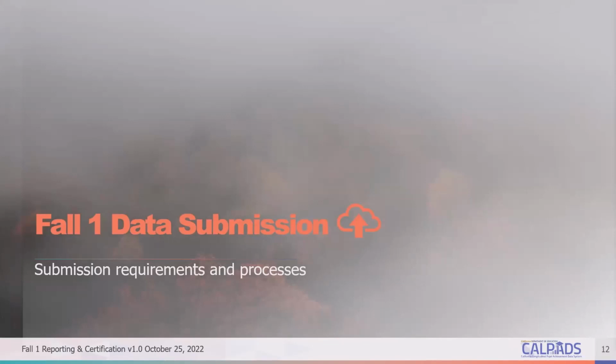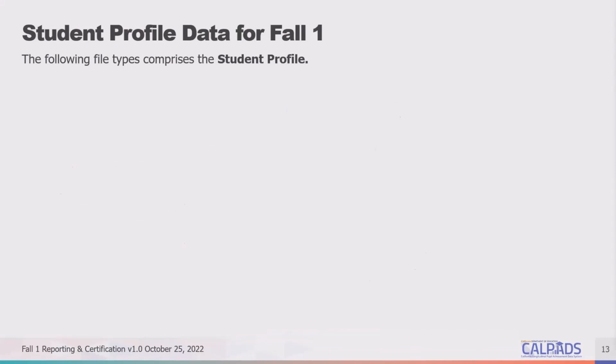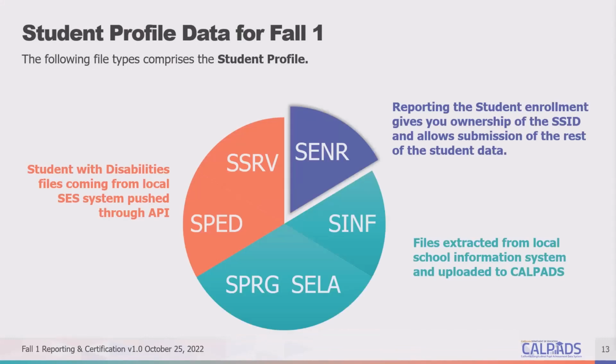All right, let's talk about the data submission now that the introduction and overview is over. So we have this big piece of pie here. I get the first slice, the SENR, and that's because it provides ownership, right? If you're brand new, this is the one file that all the other files are dependent on. You have to establish your enrollments for your students in order to submit the other records for those students.